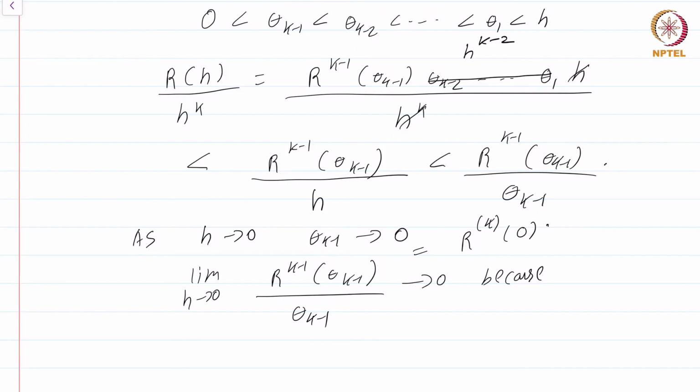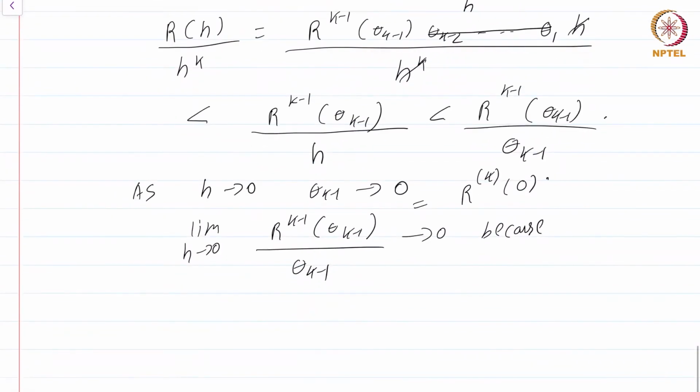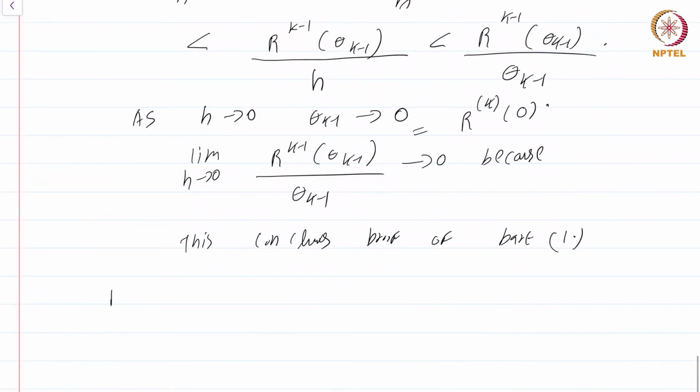So what happens is the quotient goes to r^(k) at 0, which is 0. We know that because that's how the function r was defined. We had defined the function p to agree with function f till order k at the point h equal to 0. Okay, so this concludes the proof. This concludes proof of part 1. Okay. Part 2 is easy. Is easy and left to you.